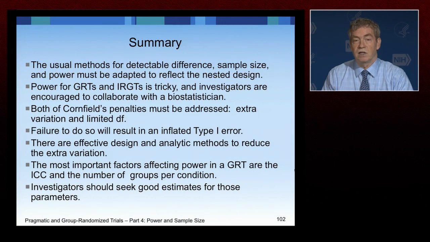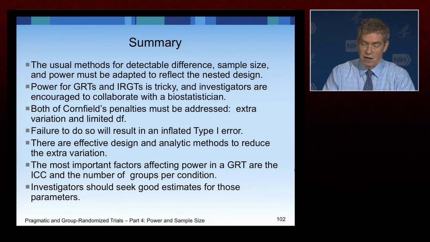There are effective design and analytic methods that we can use to reduce the intraclass correlation. Regression adjustment for covariates is one of the best, but there are also some design steps that I mentioned. The most important factors affecting power in a group randomized trial or individually randomized group treatment trial are the intraclass correlation and the number of groups per condition, so you want to have a good estimate of the intraclass correlation and have a good number of groups per condition in order to have adequate power.